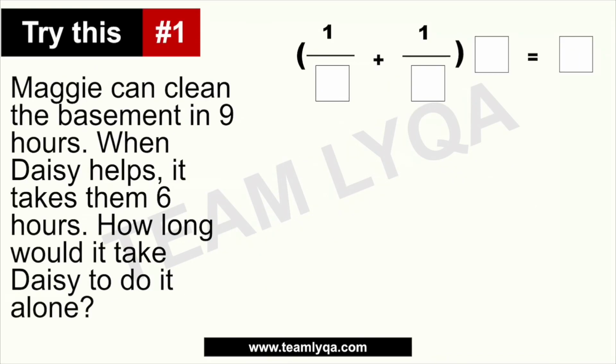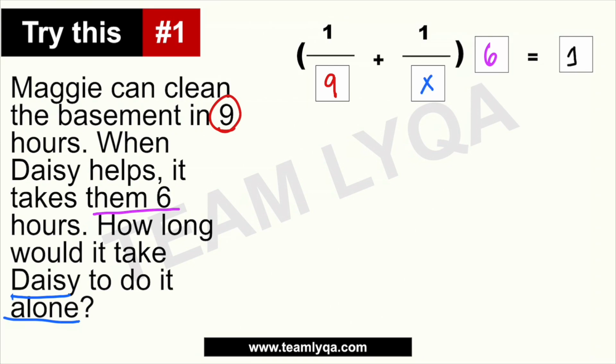Let's start with this. Maggie can clean the basement in 9 hours. So this is Maggie alone, 9. Then when Daisy helps, meaning the two of them now, it takes them 6 hours. So this will be 6 right here. What's missing is when Daisy is alone, so this will be our x at the bottom. And then we have 1.